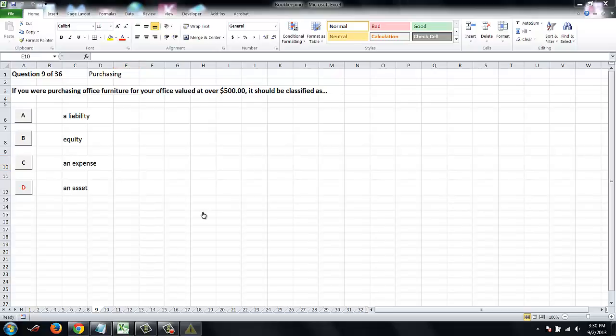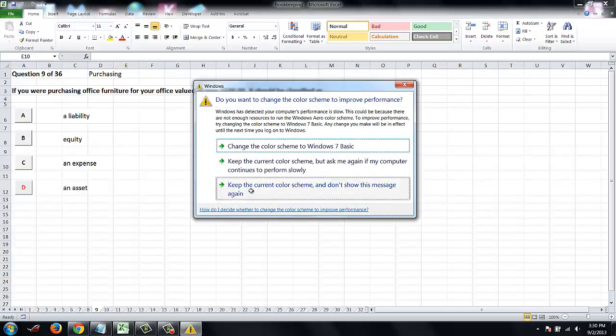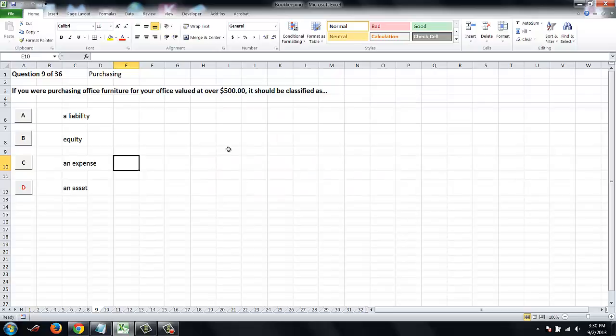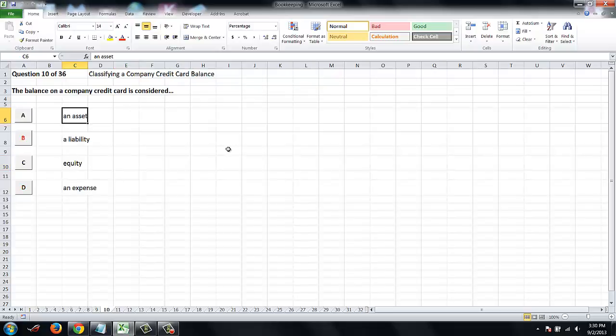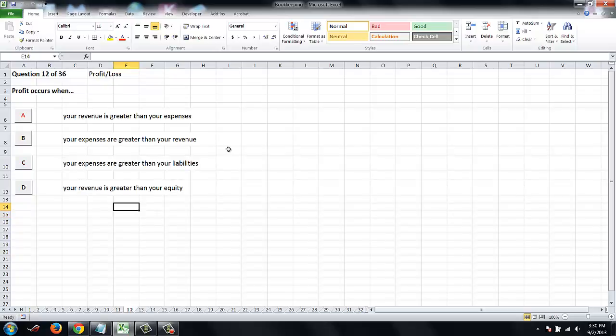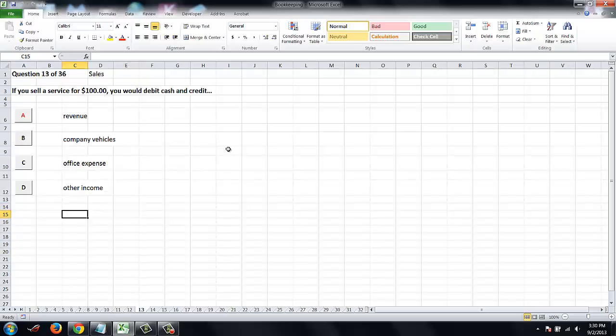Question 9. If you were purchasing office furniture for your office valued at over $500, it should be classified as D, an asset. Question 10. The balance on a company credit card is considered B, a liability. Question 11. A telephone bill is an example of C, an expense. Question 12. Profit occurs when A, your revenue is greater than your expenses.